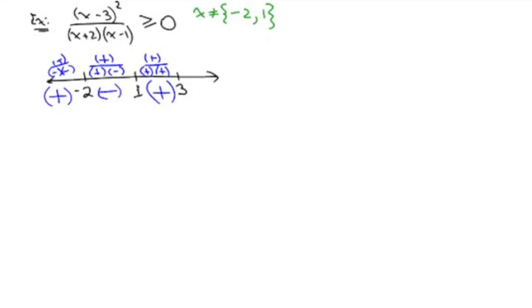All right? Pick something bigger than 3. 6. If I plug it into the top piece, positive. The x plus 2 piece, positive. The x minus 1 piece, positive. So this is, again, positive. Great.